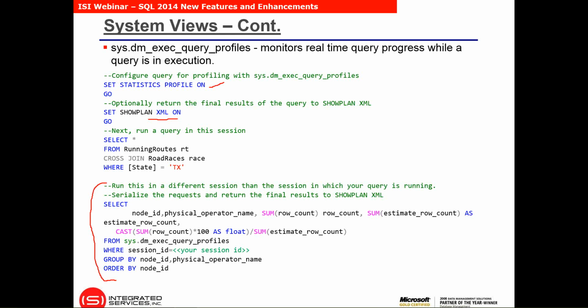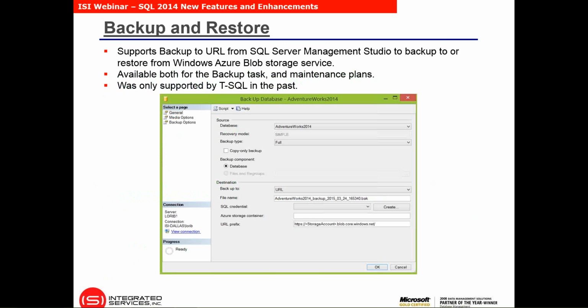Then backup and restore. Backup and restore has been enhanced to give you the ability to back up to a URL right from Management Studio. In the past, it was only supported by using T-SQL. You could back up to a URL using that, but now you can use it in the GUI. I'm kind of a GUI-oriented person, and I like that. And it's available also in your regular backup tasks that are in your maintenance plan. And here it is, your URL that you're going to back up to.